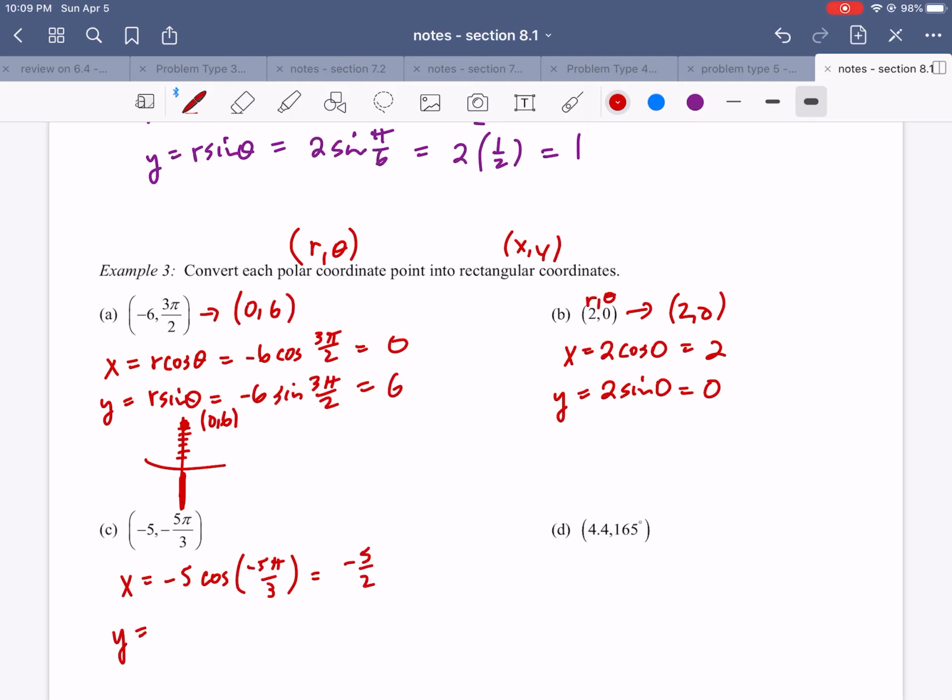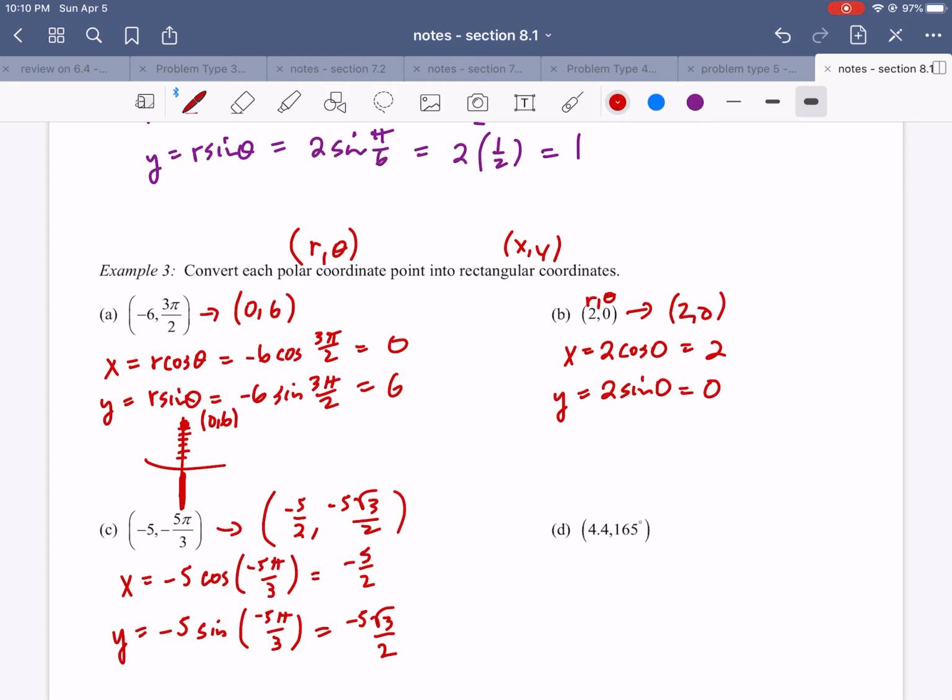Y is going to equal negative 5 times the sine of negative 5 pi over 3, which is square root of 3 over 2. And so this is going to be negative 5 times the square root of 3 divided by 2. And so this is the point in rectangular coordinates: negative 5 halves and negative 5 square root of 3 over 2.